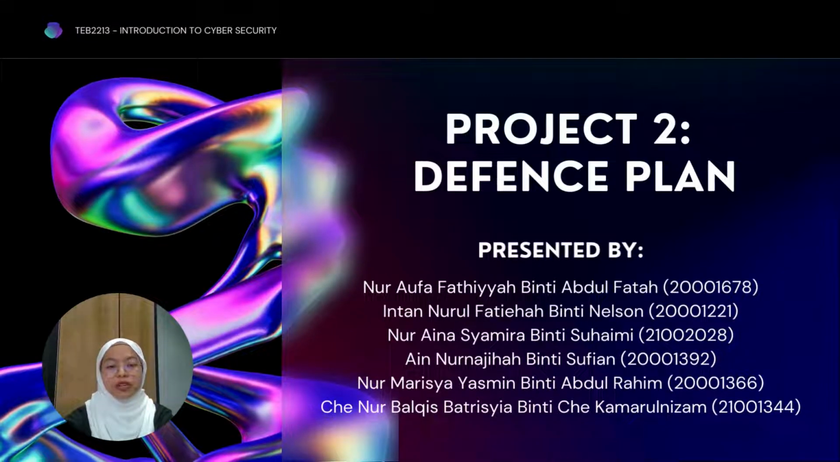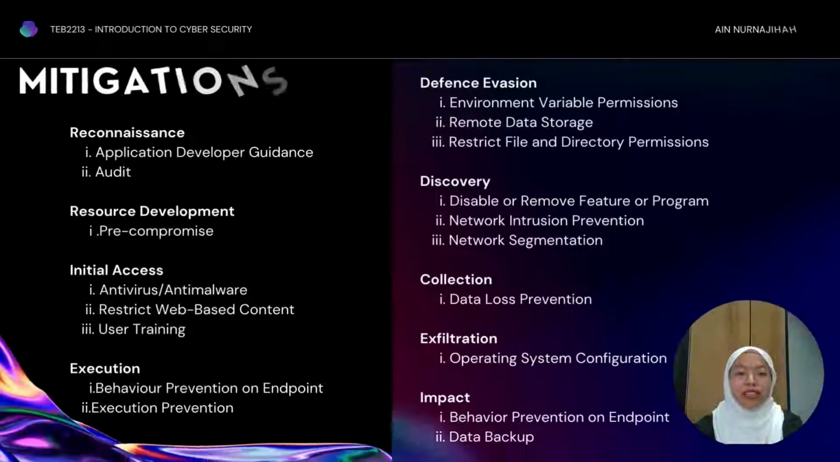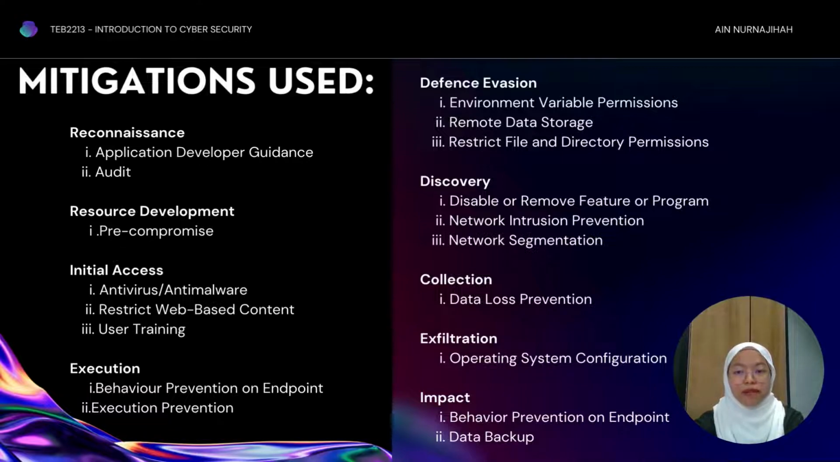Our group will be presenting on our defense plan to mitigate the possible attacks that we had highlighted in Project 1. Here is the list of mitigations that we used. First, for reconnaissance, the mitigation steps would be application developer guidance and audit. Second, the resource development mitigation would be pre-compromise, while for the third one, the initial access, there are three mitigations used, which are antivirus or anti-malware, restrict web-based content, and user training.